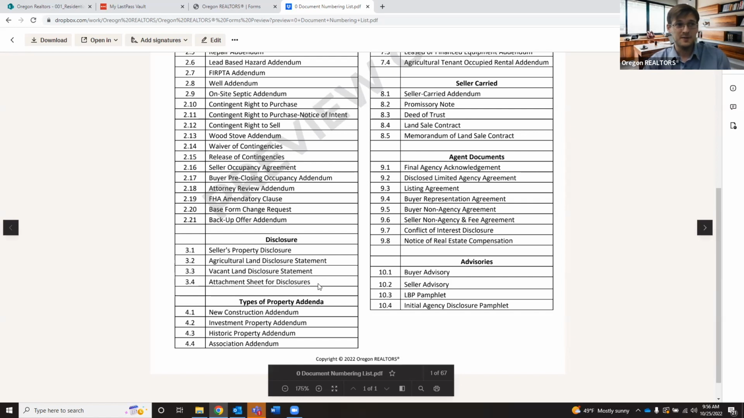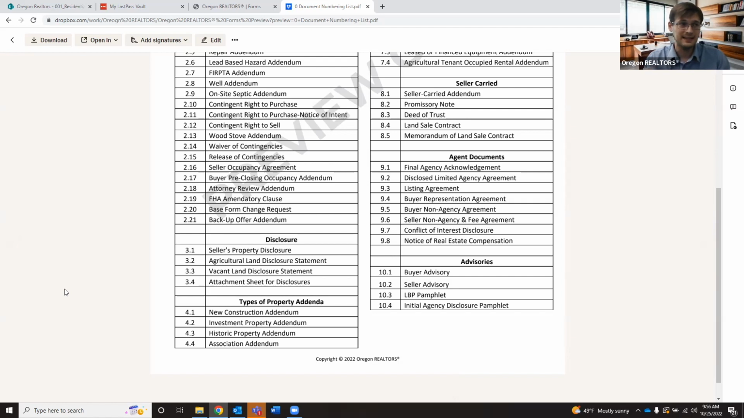And then we also have this attachment sheet for disclosures to help facilitate the actual attachment. When you check yes on one of the boxes and it's got the little asterisks, you're supposed to put in your survey or whatever it is. So we have a sheet to help facilitate that.